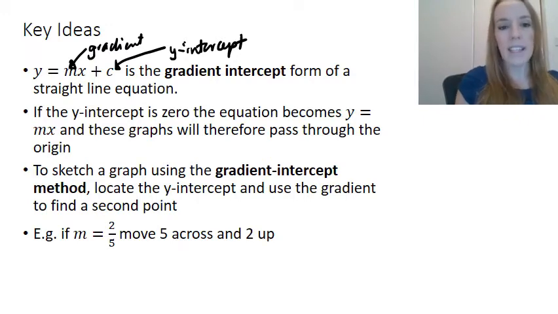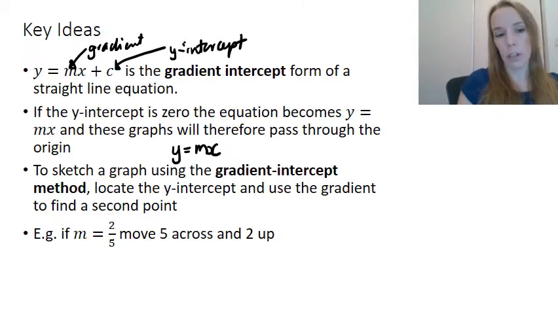So if the y-intercept is 0, obviously the equation becomes y equals mx, and if that's the case, it means there's no y-intercept, which means the graph actually passes through the origin. So whenever you see some sort of linear relation in this formula, you know it's going to pass through the origin.